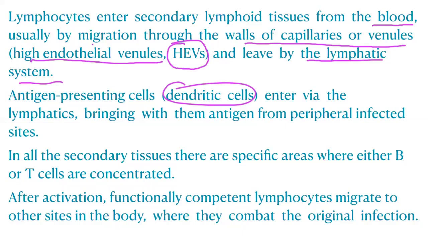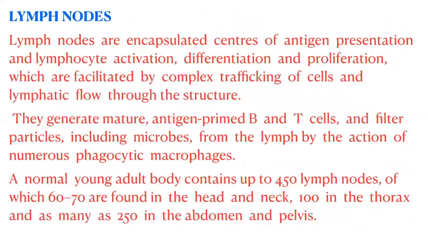So in all the secondary tissues, there are specific areas where either B or T cells are concentrated. After activation, functionally competent lymphocytes migrate to other sites in the body where they combat the original infection. So whenever the lymphocytes get activated, they migrate to another site, right? All of these you will encounter again in the immune system, right?